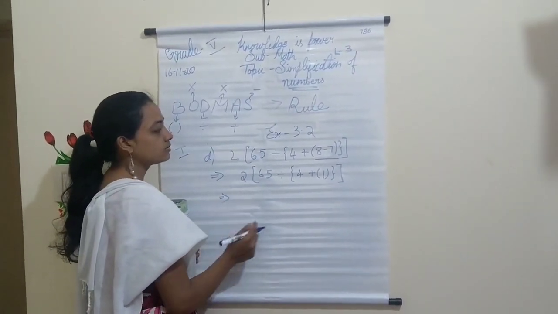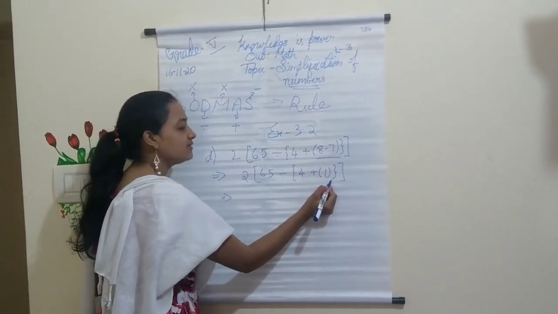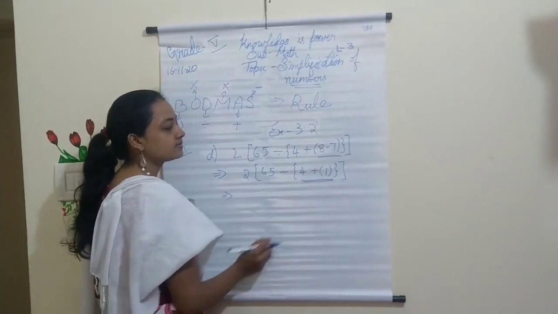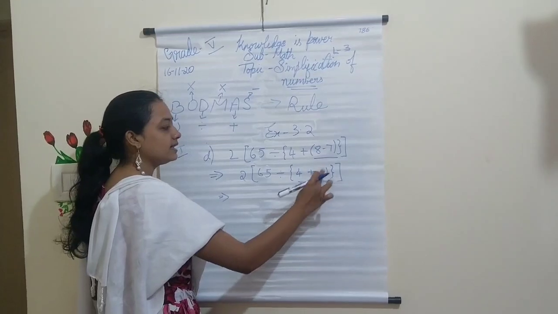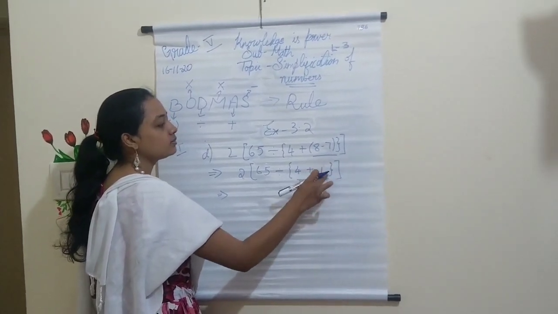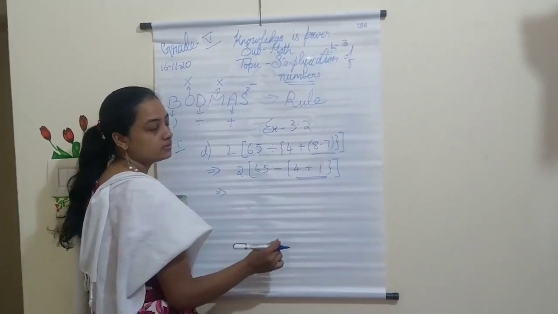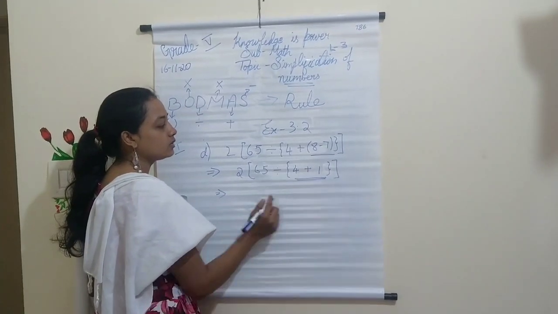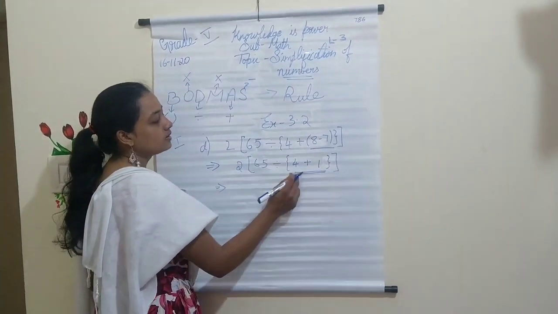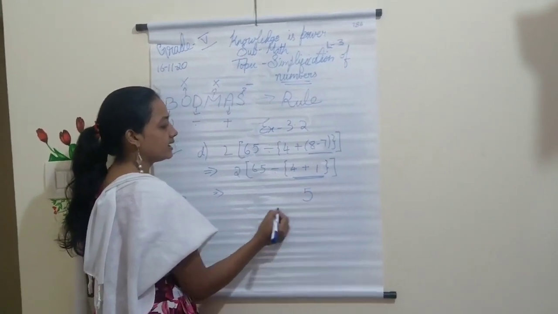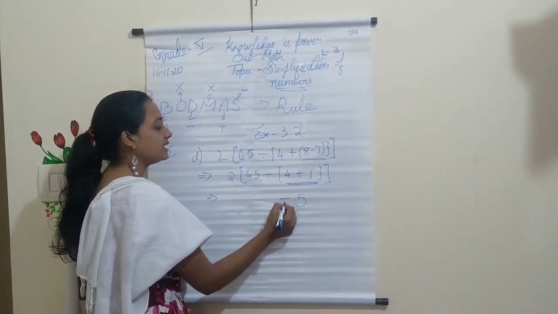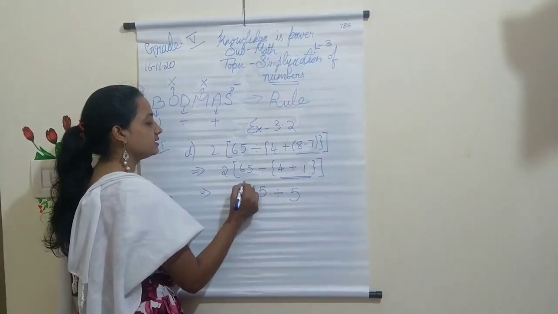Now next is the flower bracket. I have 4 plus 1. I can take this away because I don't have any number to multiply. So what is the answer you get? 4 plus 1 is 5. Now let me write the other number as it is.